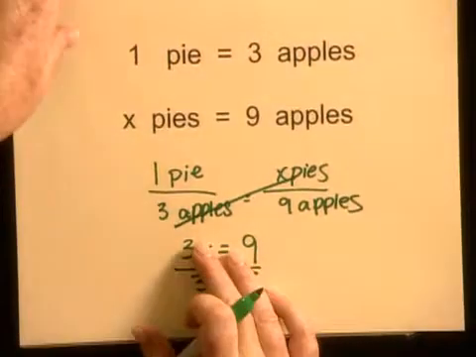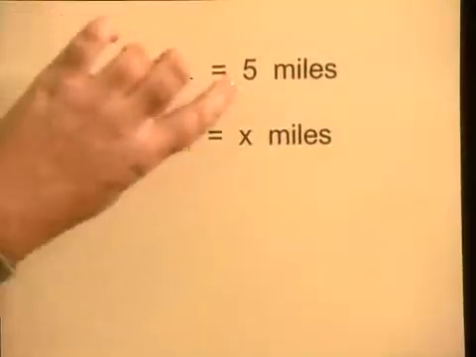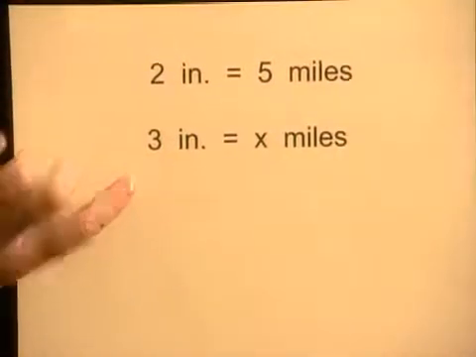Sounds good to me. Let's take a different problem. Let's say you're going on a road trip, and you're going to take a map because you're a guy and you don't stop for directions. So let's say on your map you have 2 inches, and that's really going to be 5 miles of driving time. If you have 3 inches, you want to know how many miles you're actually going to be driving.